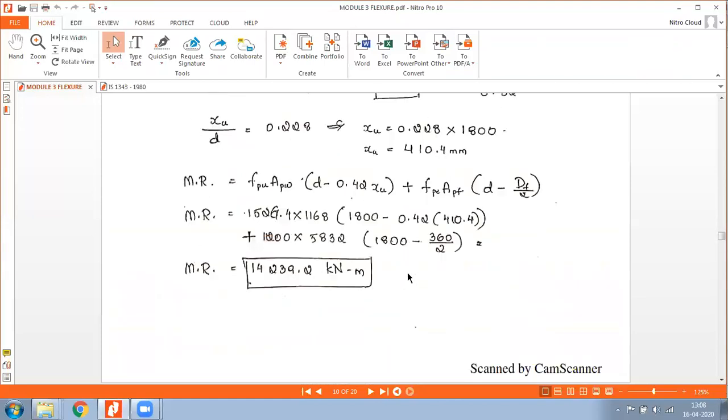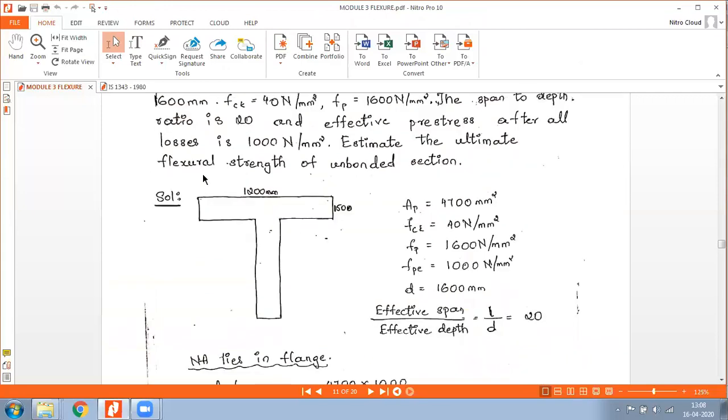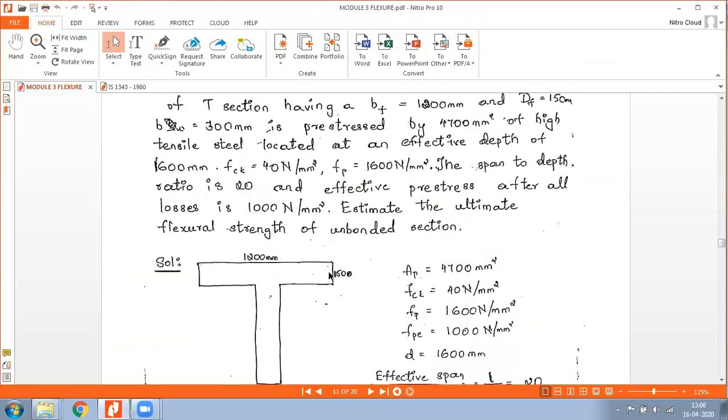The fifth problem. Next problem. It is a post-tensioned unbonded pre-stressed concrete section. Okay, we need to follow table number 12. Section having breadth of flange 1200 mm, depth of flange 150 mm, breadth of web 300 mm, is pre-stressed by 4700 mm square. AP is equal to 4700 mm square of high tensile steel located at an effective depth of 1600 mm. In this problem, it has directly given the effective depth, that is small d is equal to 1600 mm. FCK is equal to 40 Newton per mm square.